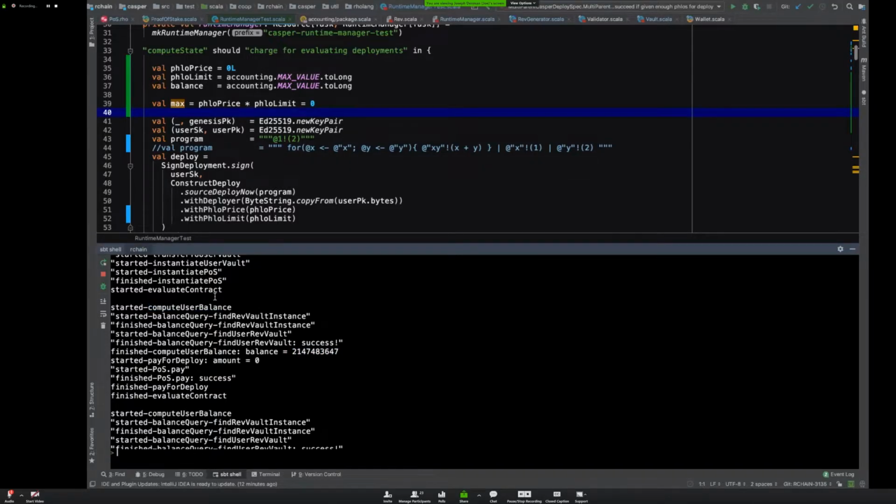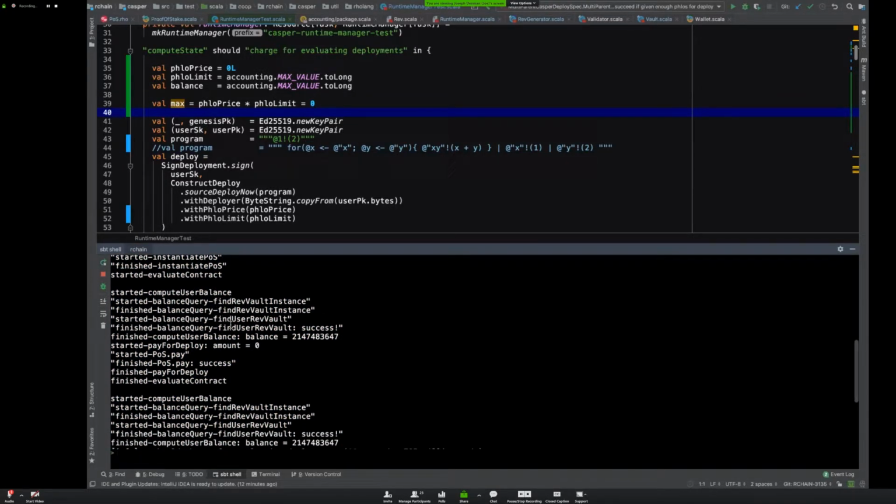So now that our balance is sufficient to cover the cost of the computation, we see a few internal operations that happen just to get the vaults in line. The first means that we have to find the contract that effectively gives us access to vaults. That's the rev vault instance. Then we have to find the user's vault. And once we've successfully found the user's vault, we can query for the user's balance, which again is a max value. We then determine how much we're going to have to pay for the deploy.